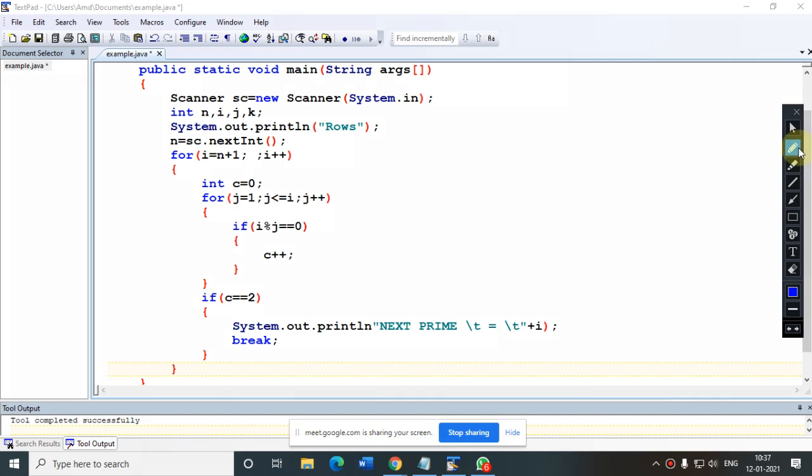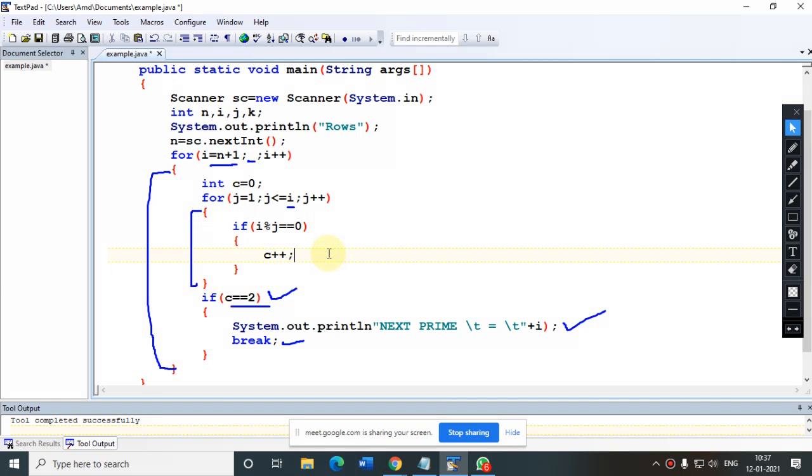See, so this is the important point. The loop has to start from the next number, that is your n plus 1, and this is the infinite loop. So when will this loop terminate? When you get the next prime number, and after getting the factors as 2, immediately we print the value of I, that is your prime, and then we terminate the infinite loop, right? I hope this logic is clear. Now let me show you the output.